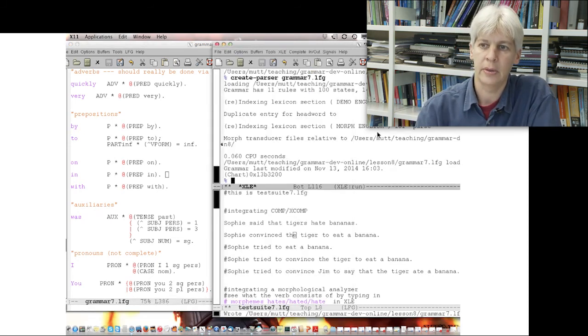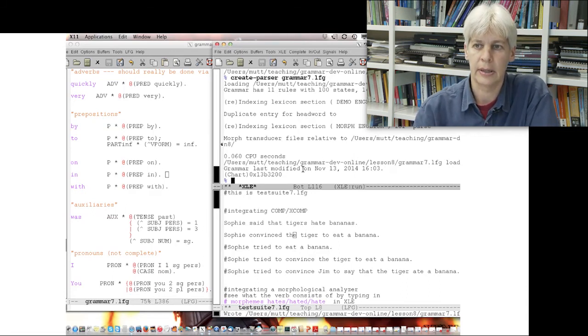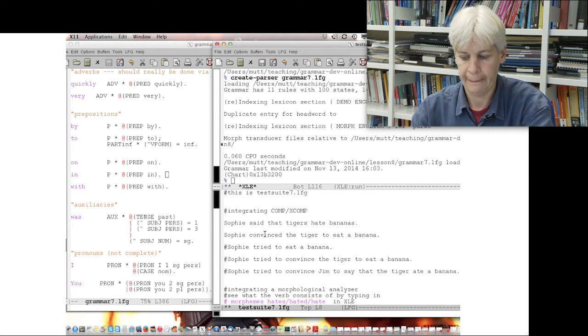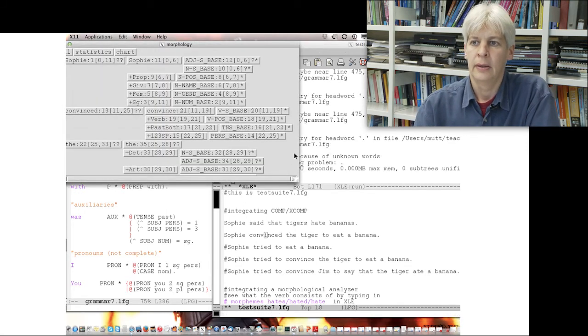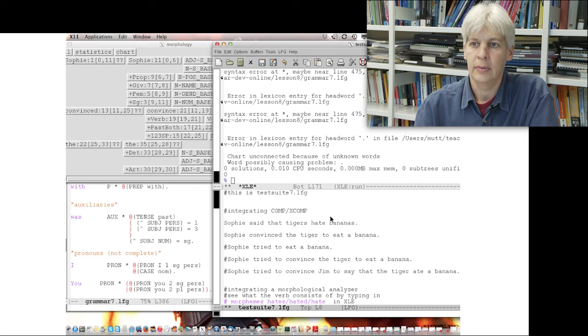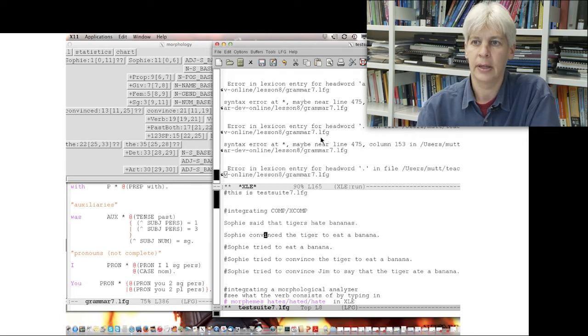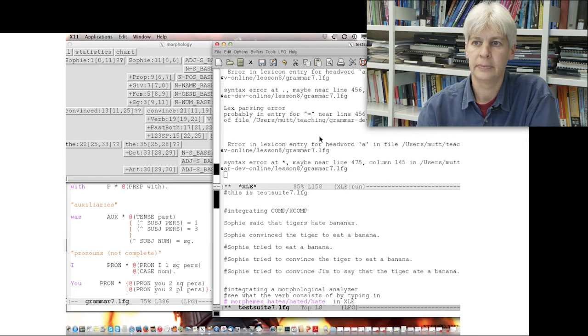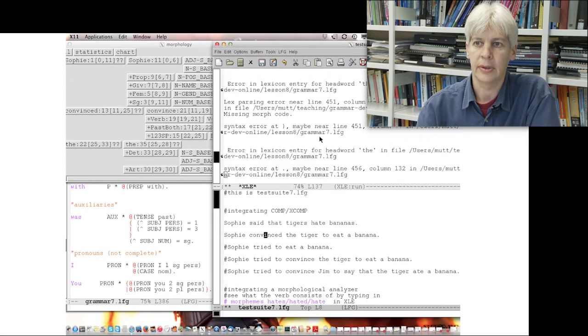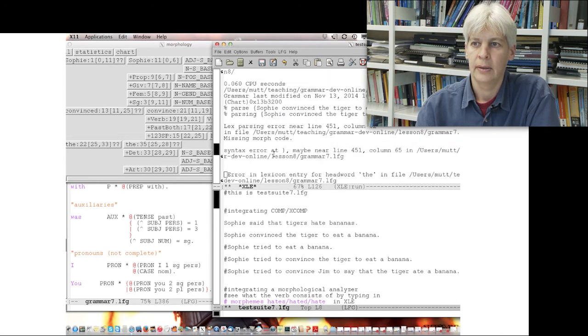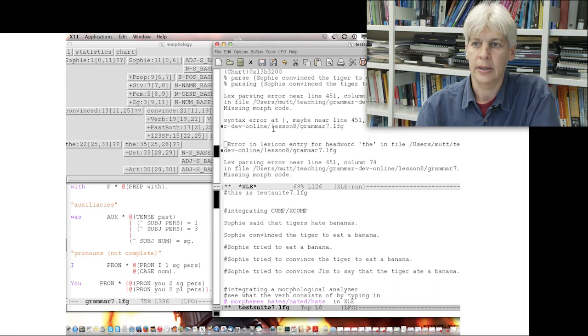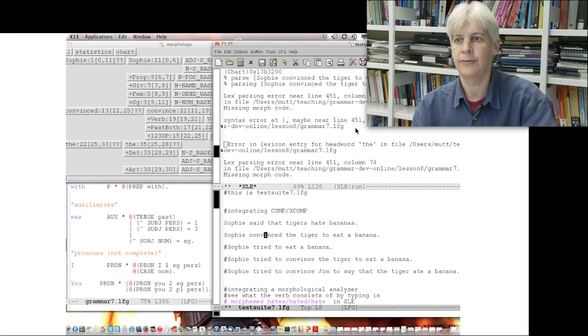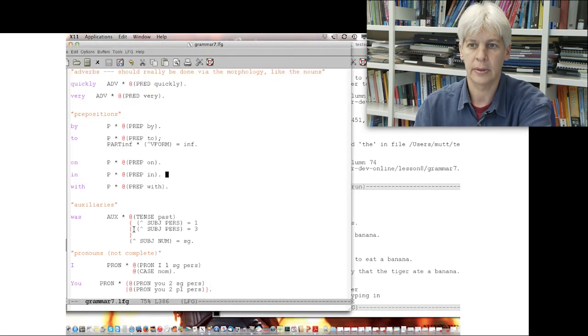You cannot have two head words. We'd have to do the XLE lookup model, do something with etc. We could have tried that as well, or we put it in one and the same entry. Okay, now let's try it again. Okay, now what do we have? We have some more errors. Let's see, what have I done wrong now? Missing morph code, syntax error at maybe near line 451. So let's go look there.